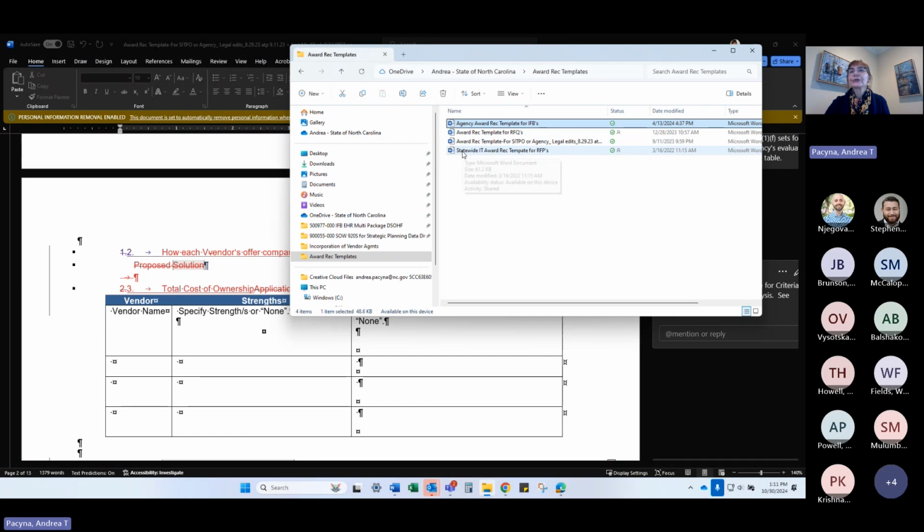All right, so now I'm going to open up the statewide IT award recommendation template for RFPs. It is a long document, and it's like a term paper. And when I have preparatory meetings with the agency, I have a slide deck that any of you can present to your agencies on best practices for evaluations.